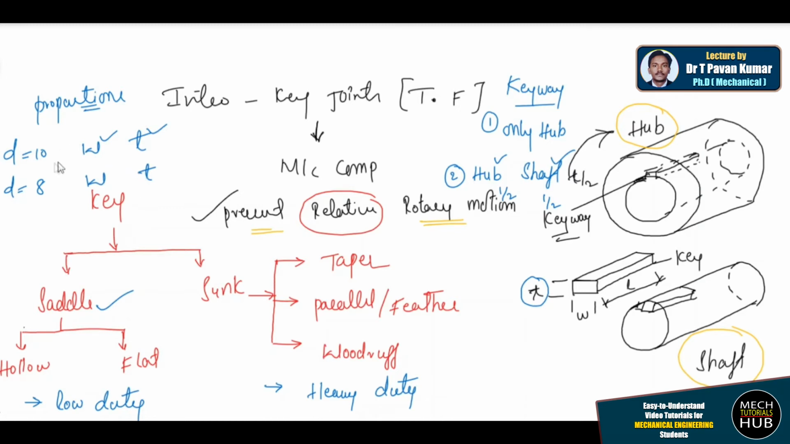Because in the examination they will only give you the diameter of the shaft, and they'll ask you to draw the conventional representation accordingly. So when the diameter is given, you are supposed to know what the width and the thickness of that particular key are. That is very much important to understand. If you can remember a few proportions, you can plan what the width and the thickness should be.